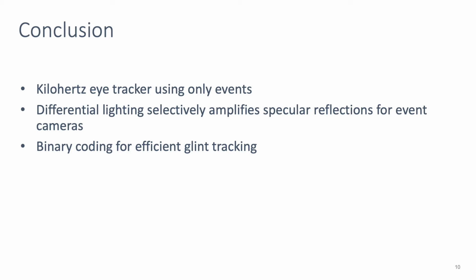In conclusion, we have demonstrated the first kilohertz eye tracker based only on events. Our active lighting scheme, differential lighting, selectively amplifies events off specular surfaces in a scene while reducing events from diffuse surfaces which may have application outside eye tracking. Finally, we give a binary coding scheme to efficiently extract features for eye tracking and have evaluated this design with a physical prototype with both model and real eyes.